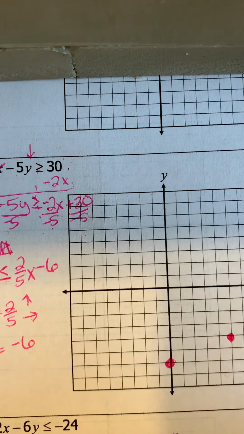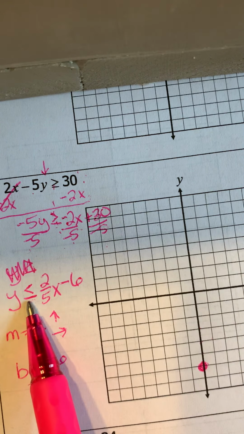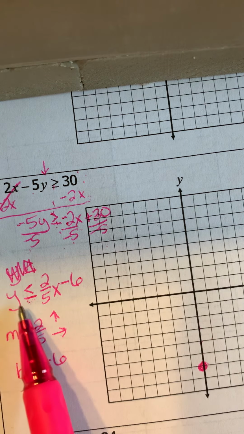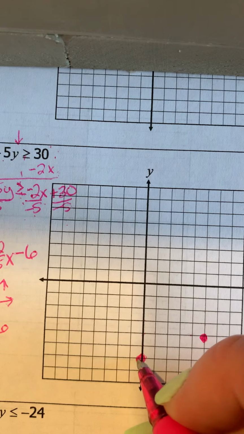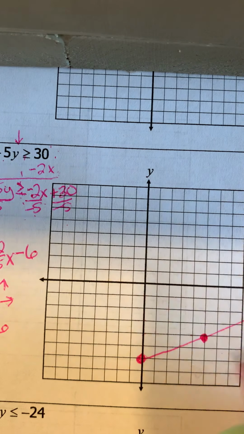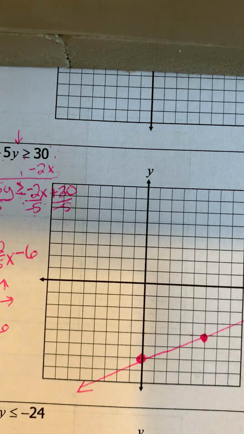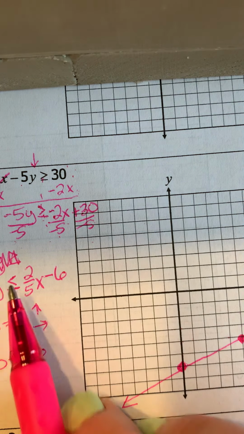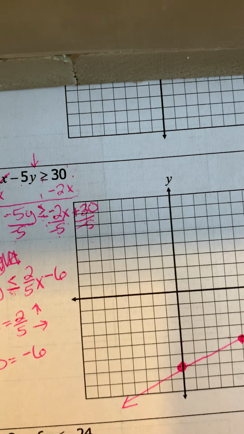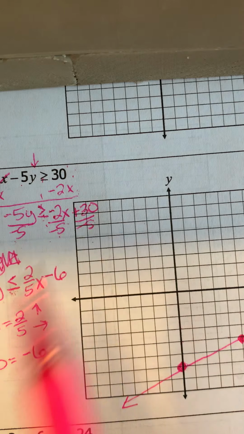So now I need to figure out if it's a solid or dotted line. So looking over here, it's less than or equal to. So there's that equal to, so it's a solid line. So I'm going to go ahead, connect them. Now I need to figure out, do I shade below or above? So it's less than. This is where you would get the problem wrong if you forgot to switch your sign when you divide by a negative.